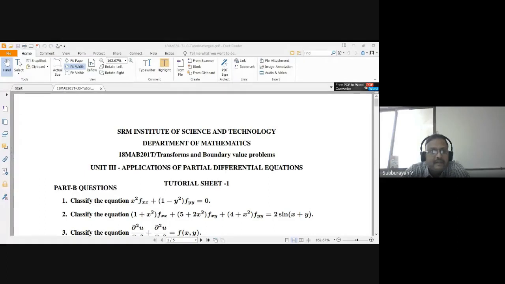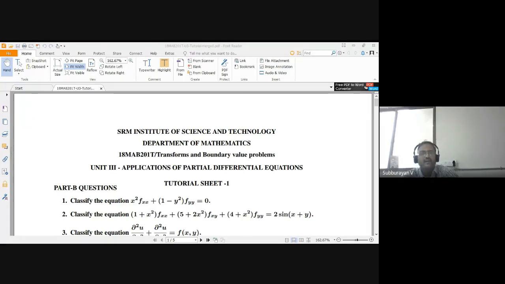Do you agree this? Modulus of y is strictly less than 1. Okay, that is the case. Please note it down. If x not equal to 0 and modulus of y is strictly less than 1, then the above PDE is of elliptical type.